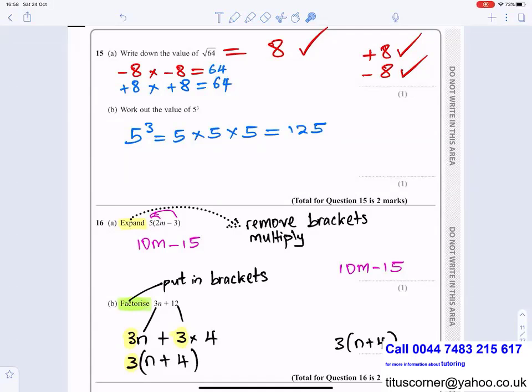Work out the value of 5 cubed. 5 cubed means you multiply the number 5 by itself 3 times: 5 times 5 times 5. It gives you 125.